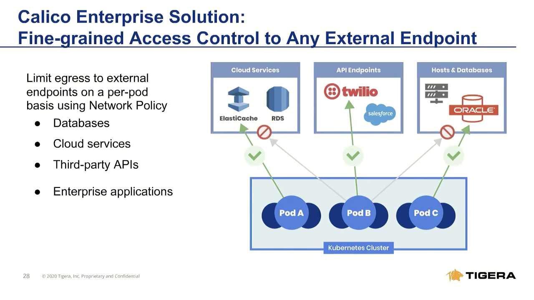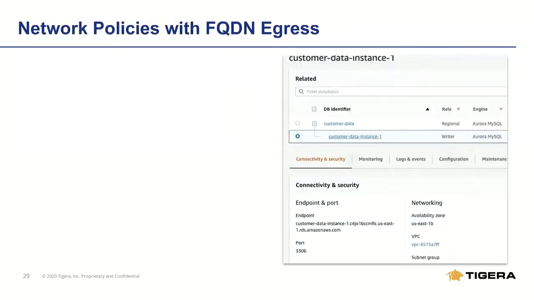So the solution that we're offering with Calico Enterprise is how to limit egress from one specific pod out to one specific resource. And we want to do this based on network policy. So Calico Enterprise has extended the network policy model to include egress rules that can connect to DNS endpoints. We'll talk about that in a moment.